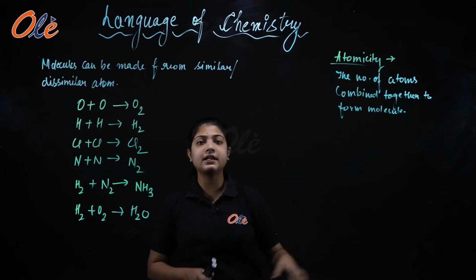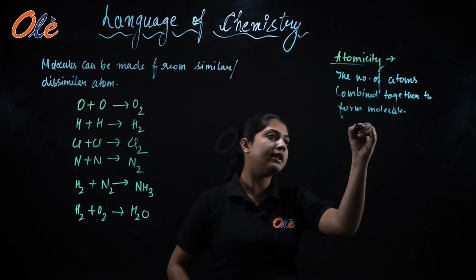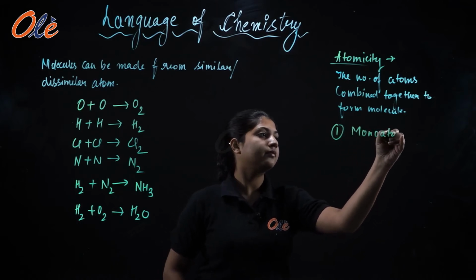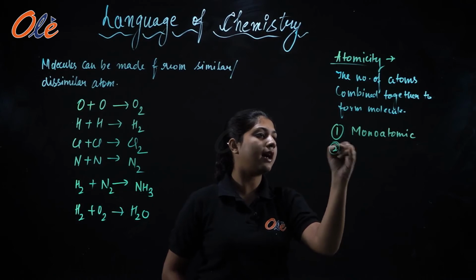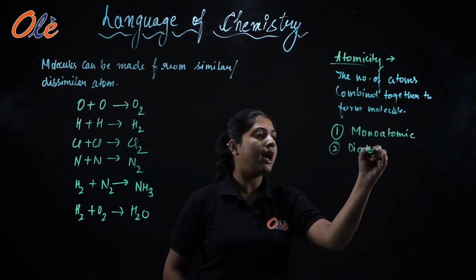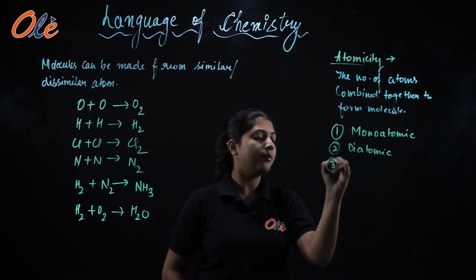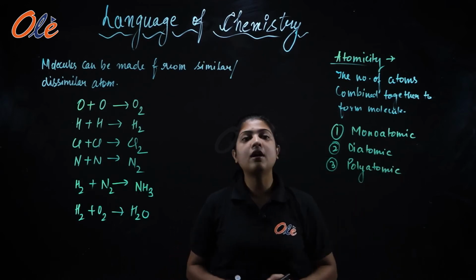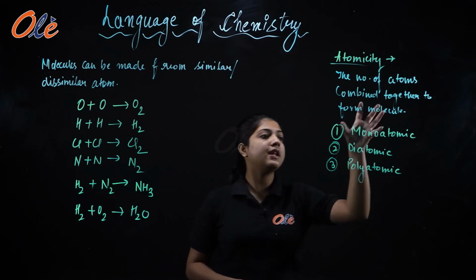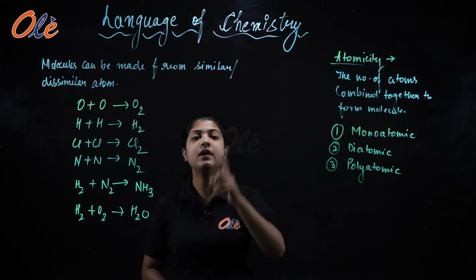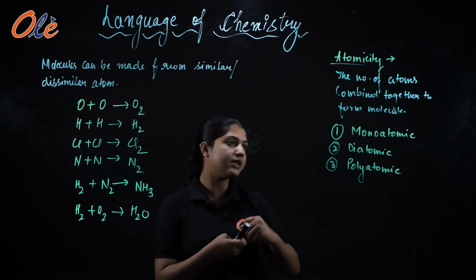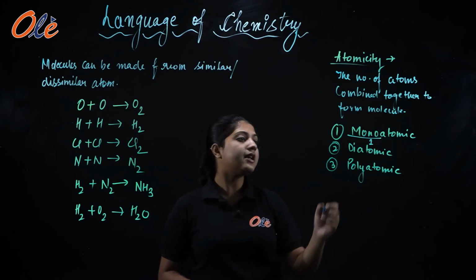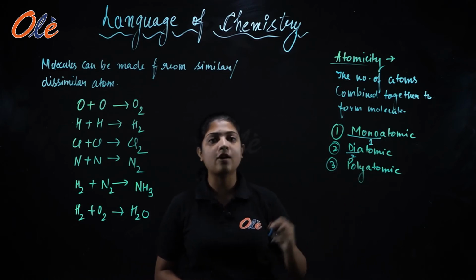Now, atomicity can be of three types. The first is monoatomic. The second one is diatomic. And the third one is polyatomic. If we talk about monoatomic, mono means one, atomic means atom, right? In case of diatomic, di means two, atomic means atom.